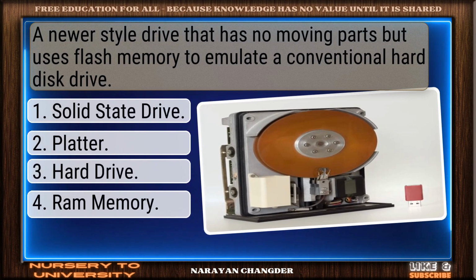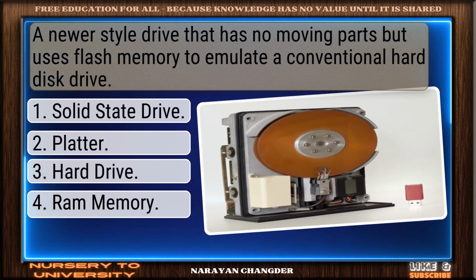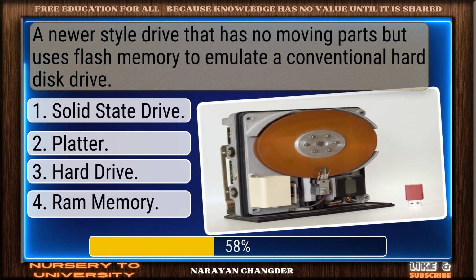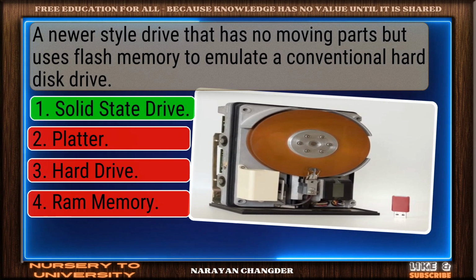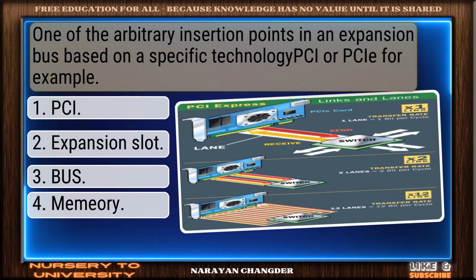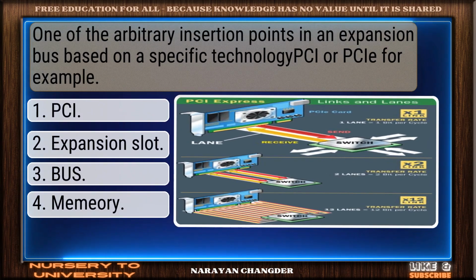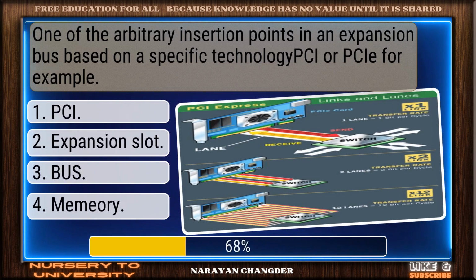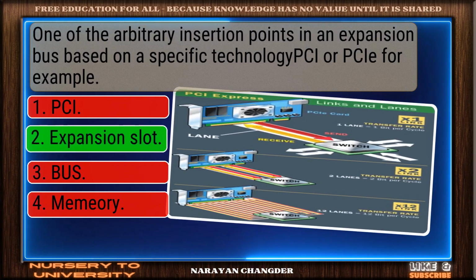A newer style drive that has no moving parts, but uses flash memory to emulate a conventional hard disk drive. On track. Solid-state drive is the correct answer. One of the arbitrary insertion points in an expansion bus based on a specific technology, PCI for example. Excellent. Expansion slot is a brilliant choice.